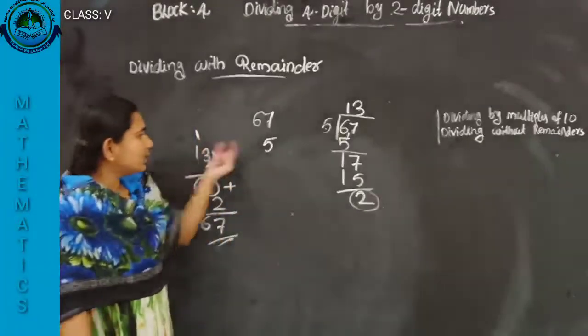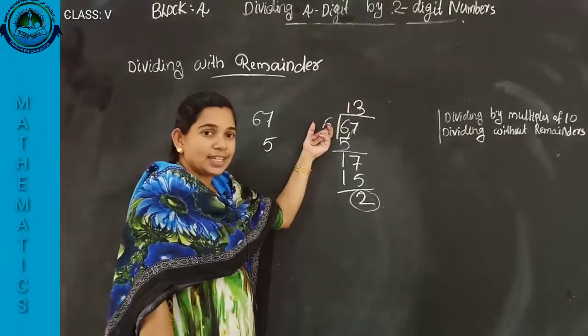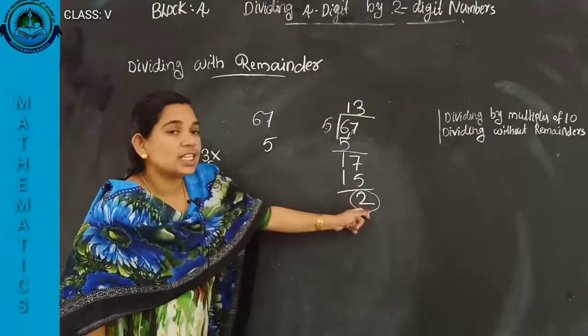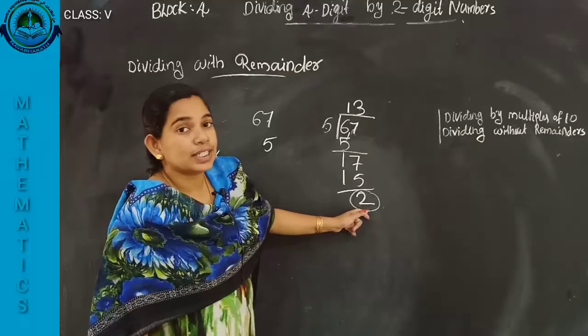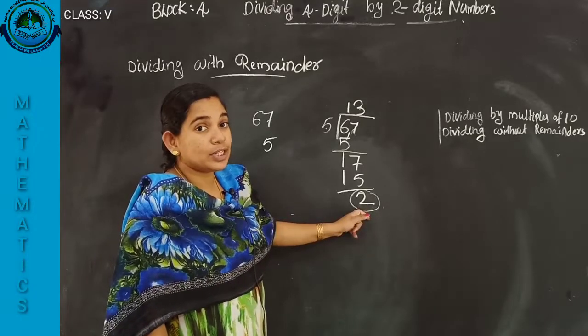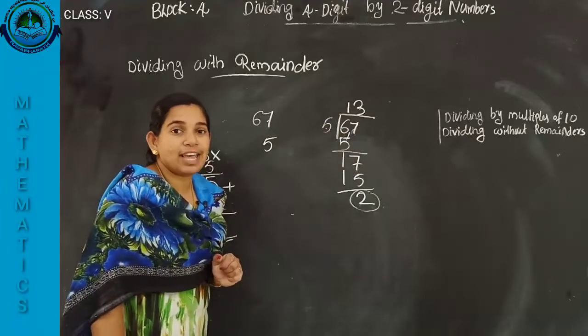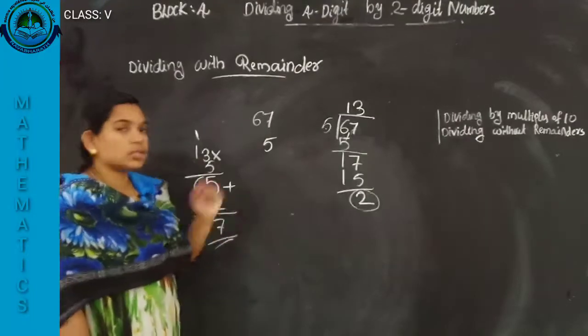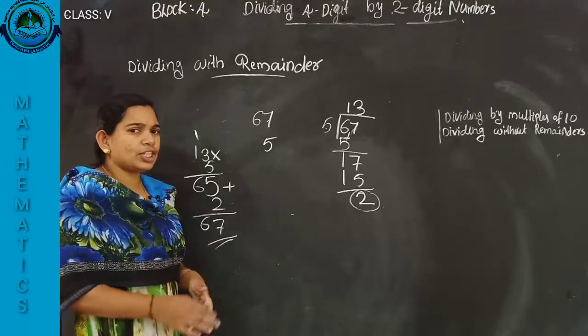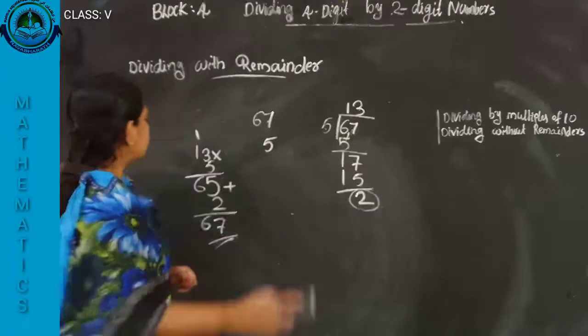Look. Quotient into divisor is 65, plus the remainder. The remainder is 2. 65 plus 2, we got 67. So this answer is correct. So we can make that equation here. We can write this equation here.